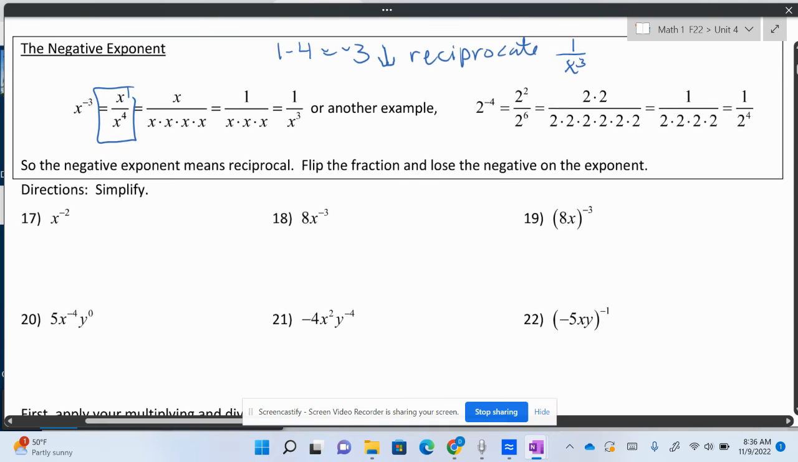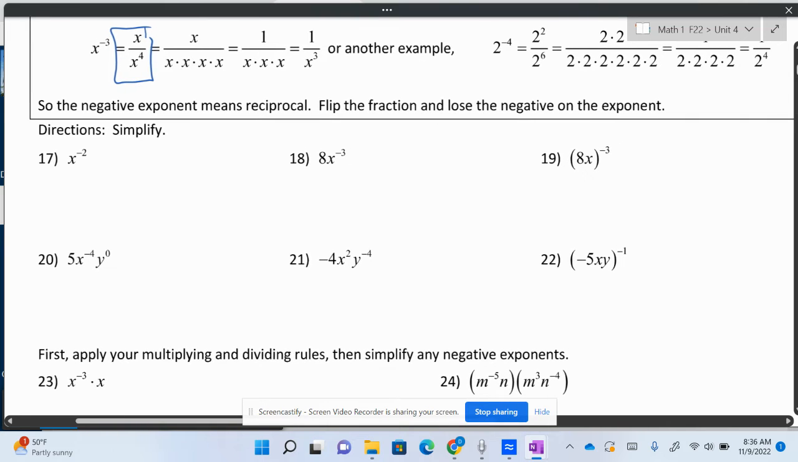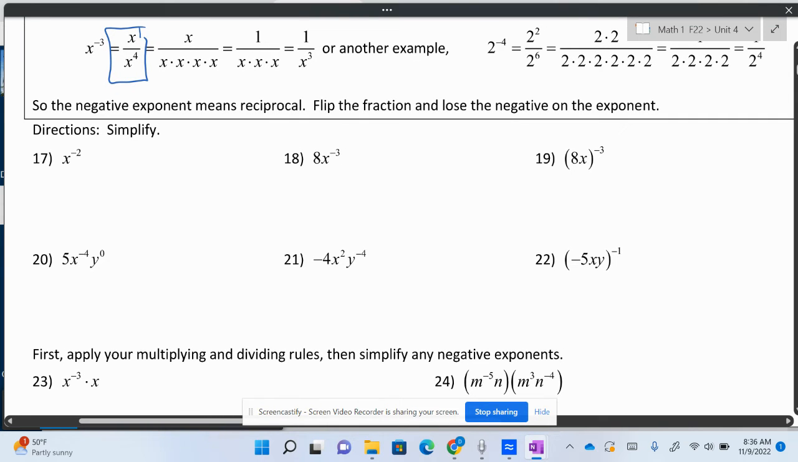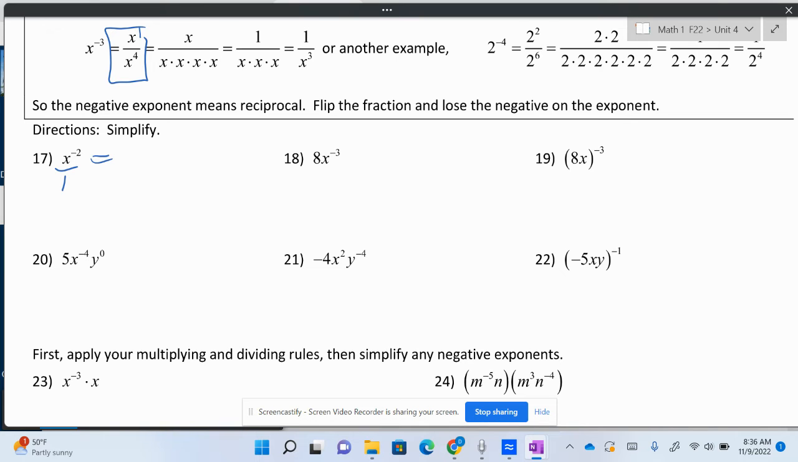Okay, so x to the negative 2 power in the top bunk. This is over 1. What am I going to do? Move to the bottom bunk. Reciprocate that fraction.